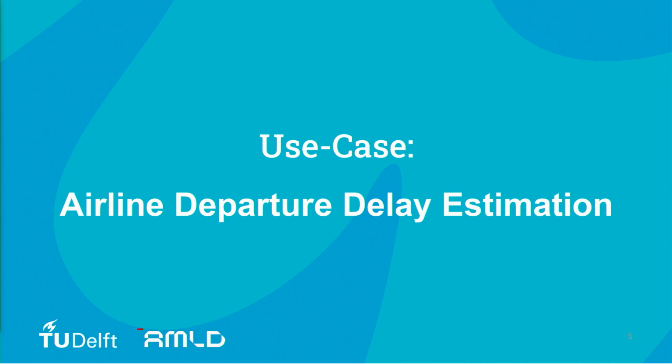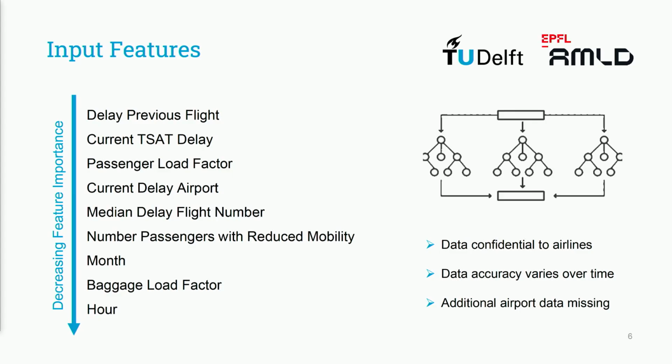Right, I'm going to focus on this particular use case that we did. We worked with an airline. I cannot say the airline's name. Again, they're very careful with their data. But we tried to estimate their departure delay. These are some of the elements that the model found to be the most important. This shouldn't be of any surprise.